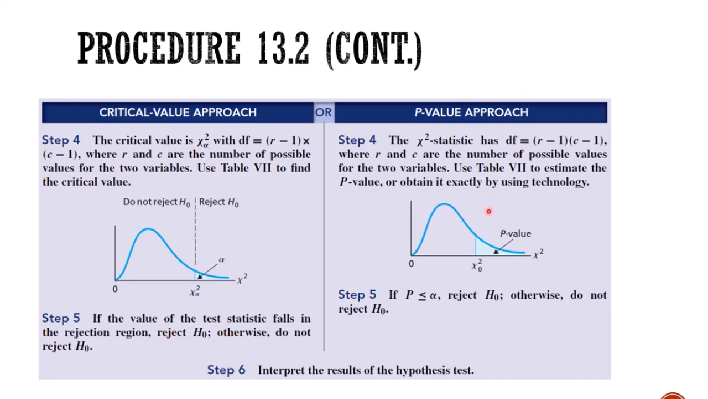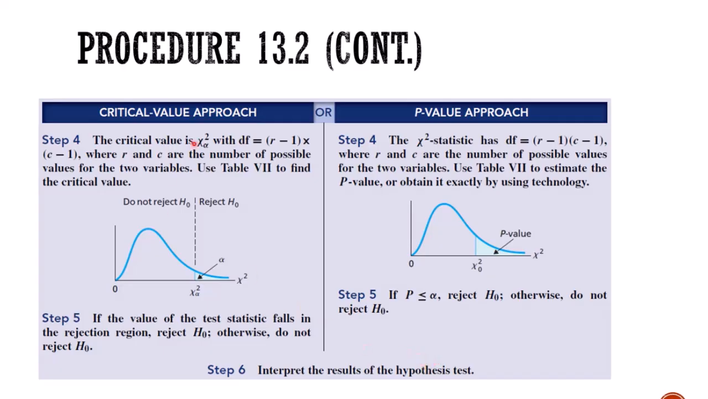For the p-value approach, again, you start with your test statistic value, and then you find the area to its right for a right tail test, and that area is the p-value. And once you find your p-value, just compare it with alpha to see if it's less or equal to alpha or not. If it is less or equal to alpha, then you reject your null hypothesis. Otherwise, you do not reject null hypothesis. And finally, you interpret the results of the hypothesis test in context of the problem.